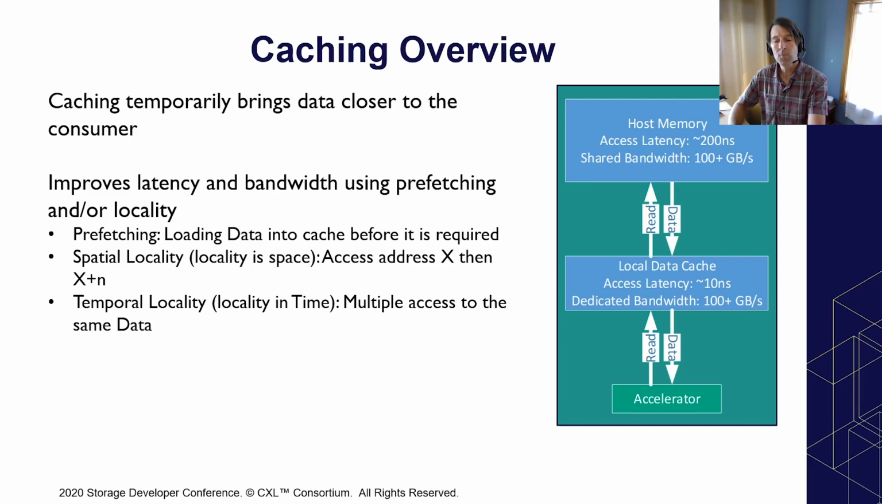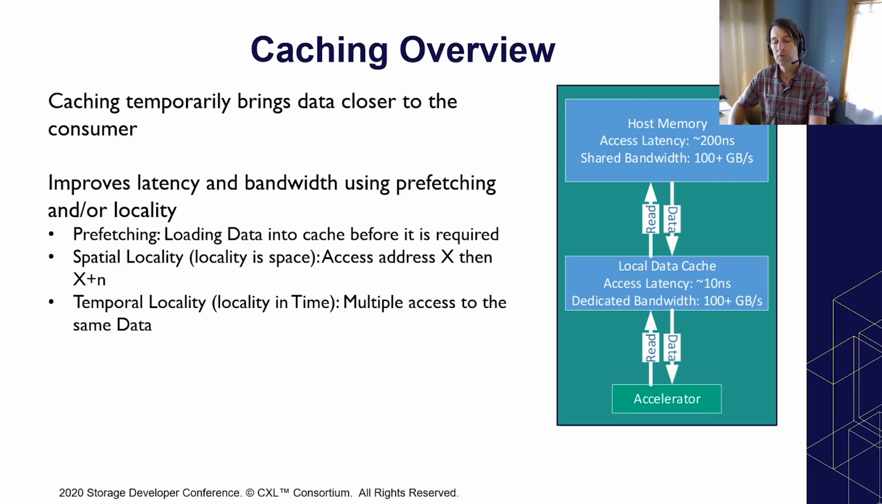Similarly, we have temporal locality, where we say that a given piece of data may be accessed multiple times by the same consumer within a window of time, such that we would leave this data in the cache after it's accessed the first time, because we expect later accesses to also use that same data location.